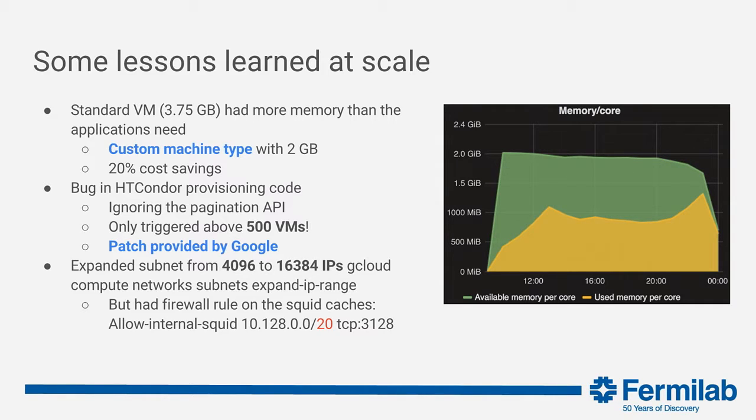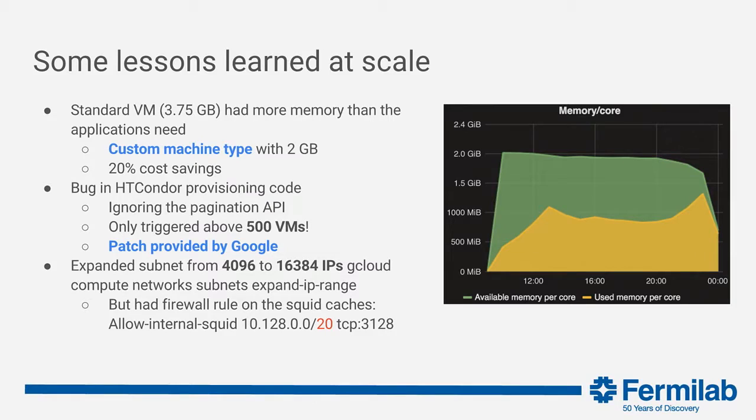I mentioned the code that Google helped us fix. There was a bug in the code. It's been there ever since Condor put in support for GCE, which has probably been 3, 4, 5 years. It ignored the API pagination, which really shows up in funny ways because you get an alphabetized list of VMs that were getting deleted out from under us because we had no idea what our state was. Google provided the patch.